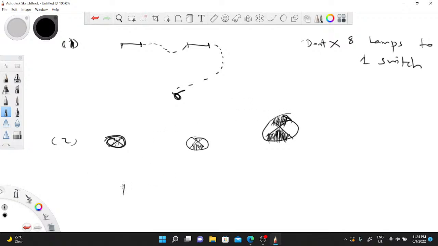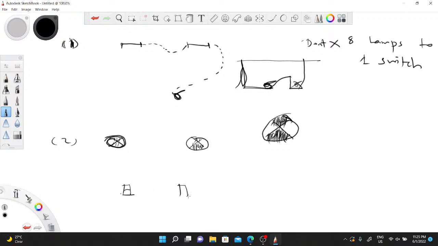Now, each fan must have its own regulator. So this is how you do the regulator, like this. And note that as much as possible, the switches shouldn't be behind the doors when you're opening them. So if I have something like this as a door, maybe in my bedroom, your switch should be here. Your switch shouldn't be here. This is wrong. Your switch should be here.